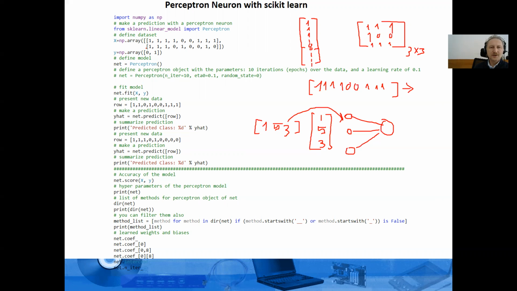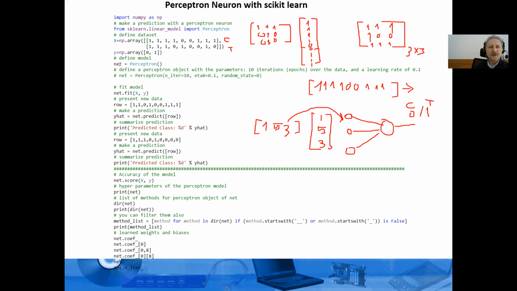So the dimension shape of the array is important. Again, this one is the pattern of the C, and this one is the pattern of the T, if you remember. It looks like the T shape. This one is a T, this one is a C. This is the class. If our network produces 0, it will be C. If it produces 1, it will be T.